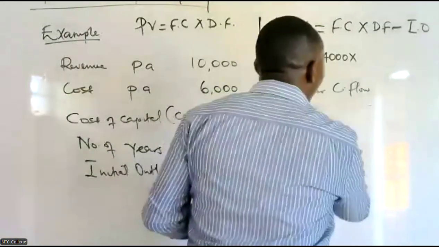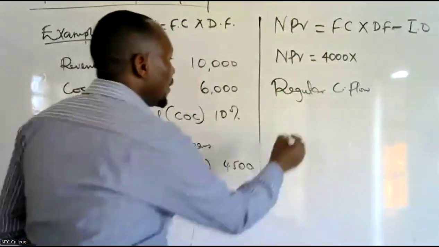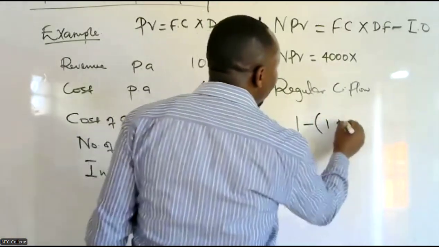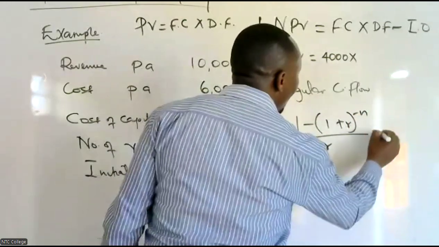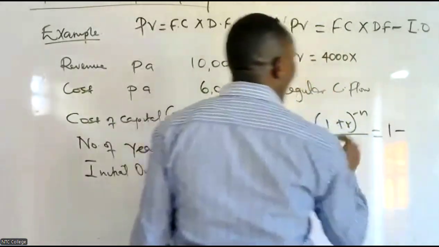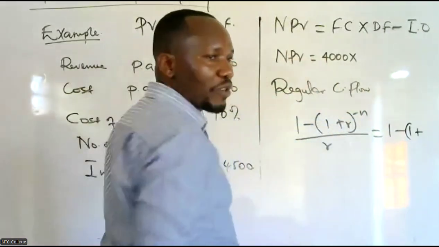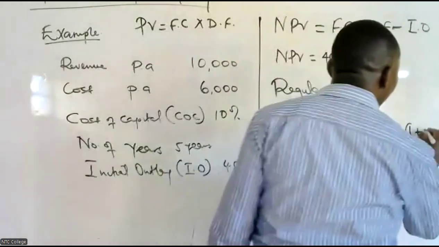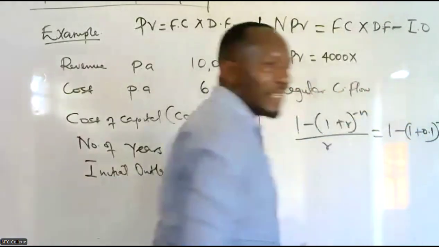So let's look at that formula. What we are saying is that now we have our 1 minus (1 plus r) to the power of negative n, all over r. So this is similar to 1 minus (1 plus r). What is r? R we're given as 10%. So you write 0.1 to the power of negative 5. The period is n.